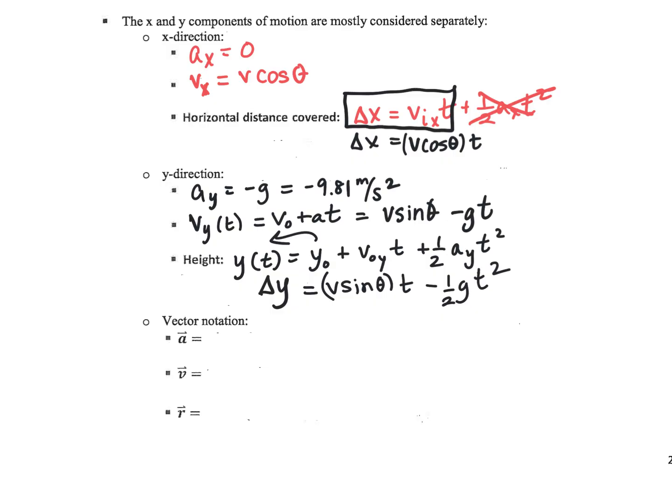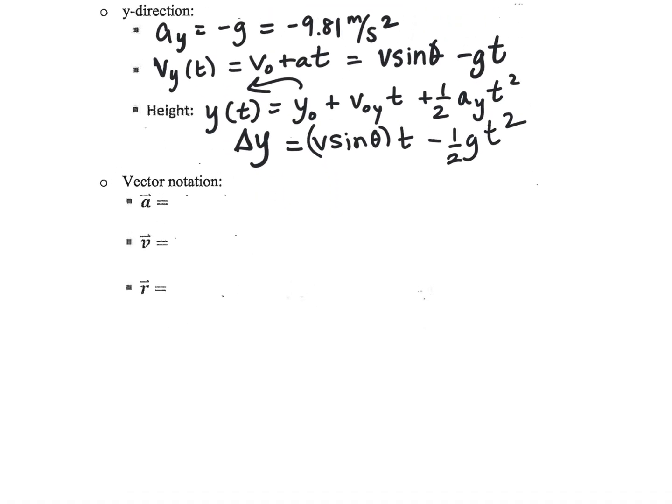So vector notation. Let's take this into vector notation. What do we know about the acceleration vector? What is the acceleration vector component going to be in the x direction? 0. So it is going to be 0 i hat minus g j hat. There's our vector notation for that. Our vector for v, let's combine the two things we found. What did we find the x component was? It was v cosine theta, right? Times i hat.